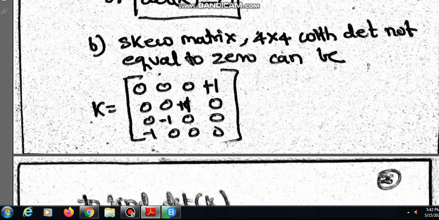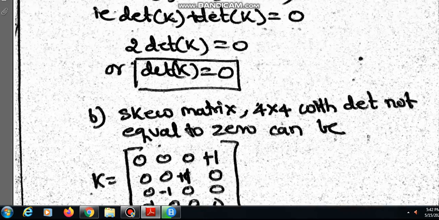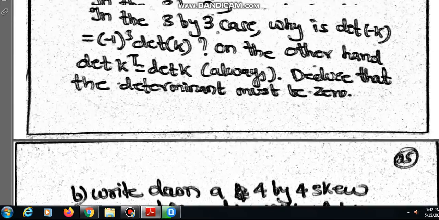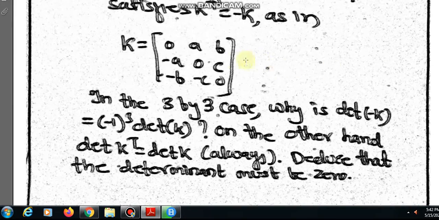The next problem is again a skew matrix. You have to construct a 4 cross 4 skew matrix with the determinant not equal to 0. The previous problem showed that the determinant is equal to 0, and now try to get a skew matrix whose determinant is not equal to 0. In the previous problem, one of the elements in the other diagonal was 0. I am not talking about the skew diagonal, but the main diagonal. One of the elements is 0, so automatically your determinant product becomes 0.